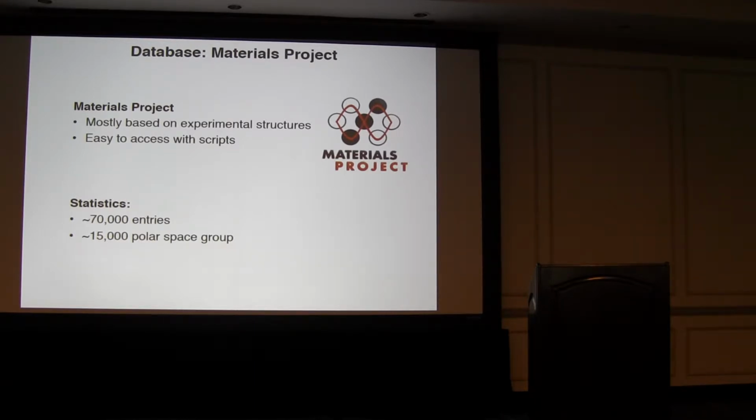Right, so now let me show the workflow. We choose to work with the Materials Project database because it's by far the easiest first option. It's extremely easy to access the database with scripts, and it's very easy to integrate with DFT. Most of the database is based on experimental structures, but it also contains some hypothetical structures, but even these structures are driven by theory or some reasoning behind them. And just to give you a sense of what is out there, there are roughly 70,000 entries, and a quarter of them correspond to polar space groups.